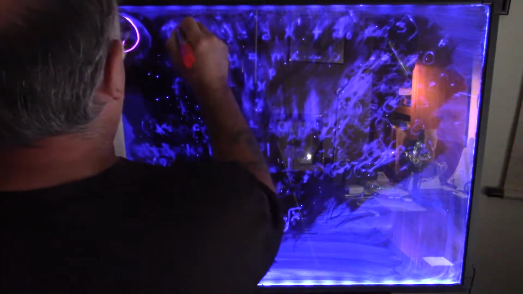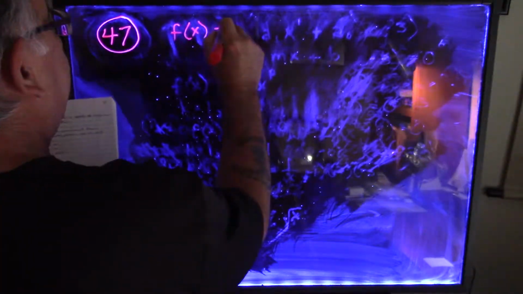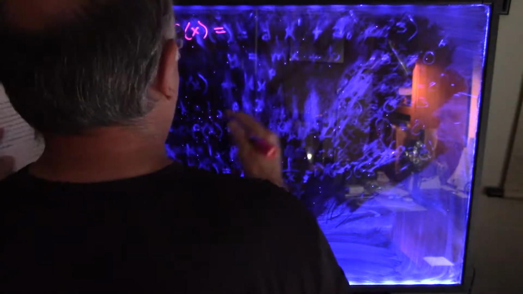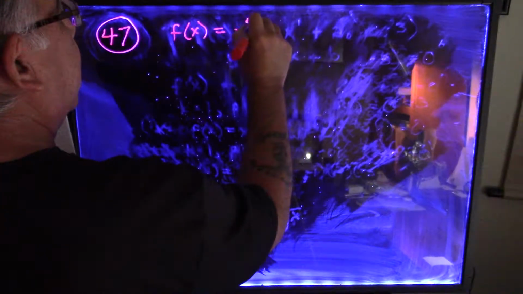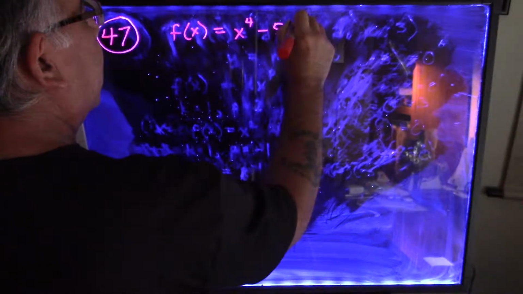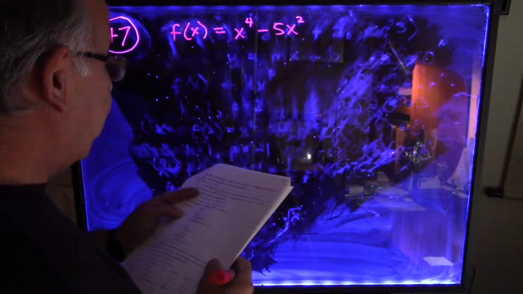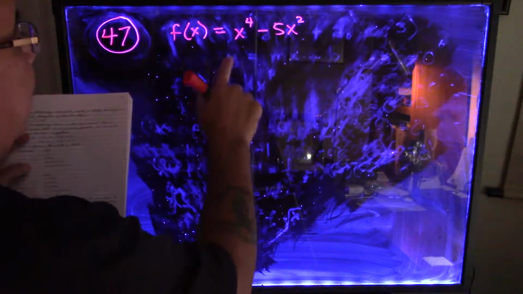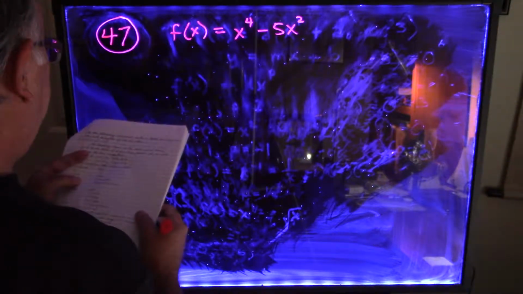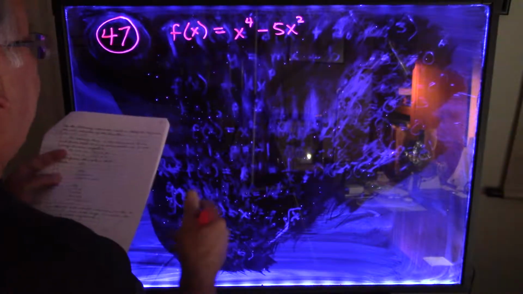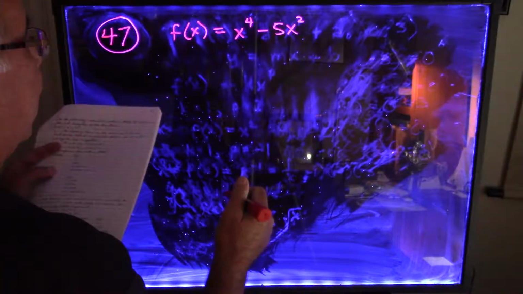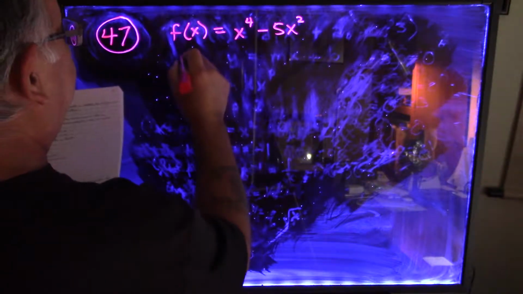Number 47. For the following exercises, make a table to confirm the end behavior of the function. So what we have is f of x equals x to the 4th minus 5x squared. Okay, so the leading term is the dominant term. That would be x to the 4th. And we see that it is an even power, so it will always be non-negative.